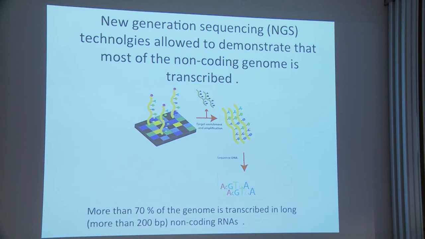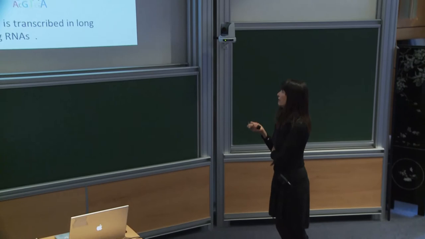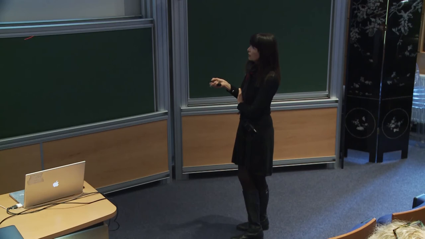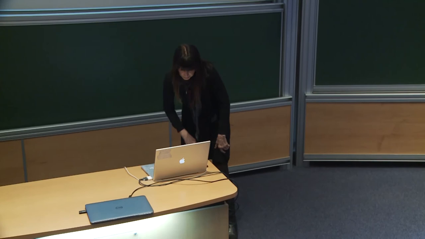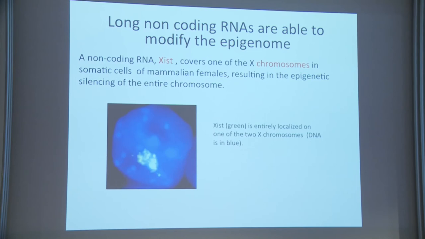And because, of course, the transcription of the whole genome does not give rise to very frequent RNAs, it's been totally ignored up to now. But now we know that almost all the genome is transcribed, and it's mostly transcribed in long non-coding RNAs. And we actually know that long non-coding RNAs are able to modify the epigenome.